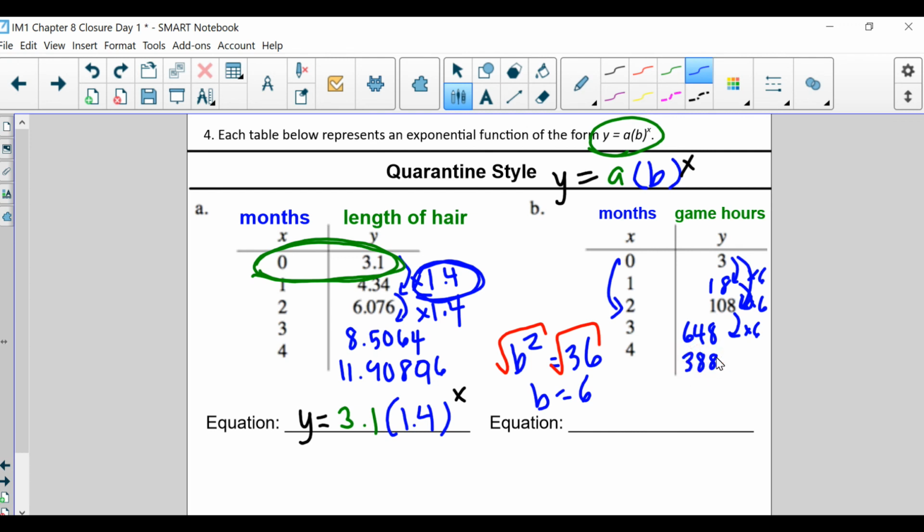Alrighty, very nice. And then what is going to be our equation? Well, we're going to write y is equal to, our y-intercept is going to be 3. That's from here. And our multiplier is going to be 6, and we are raising that to the x power.